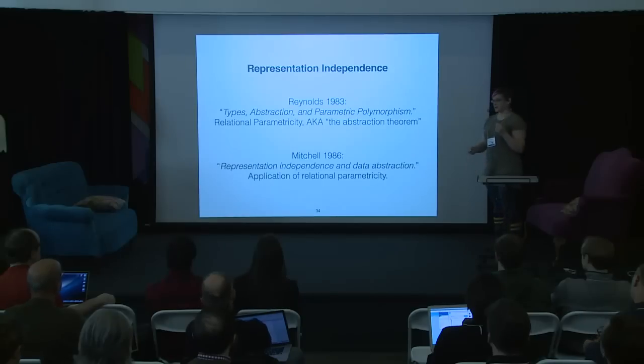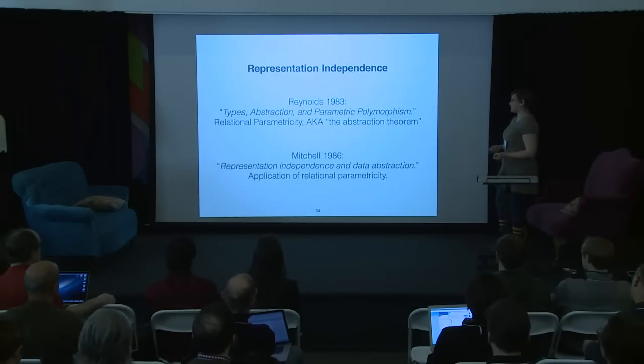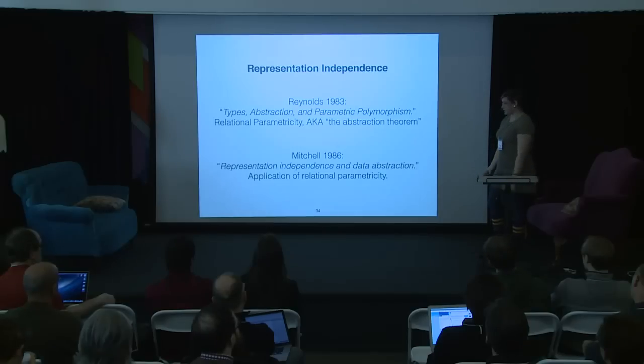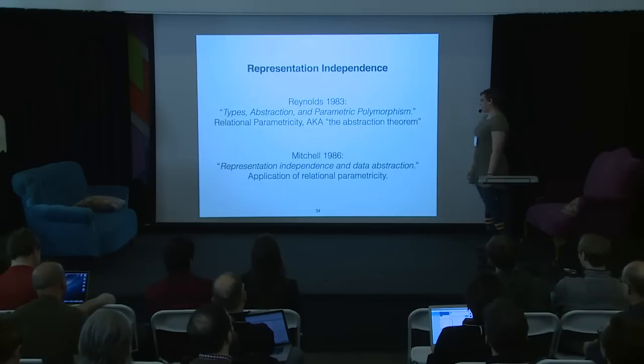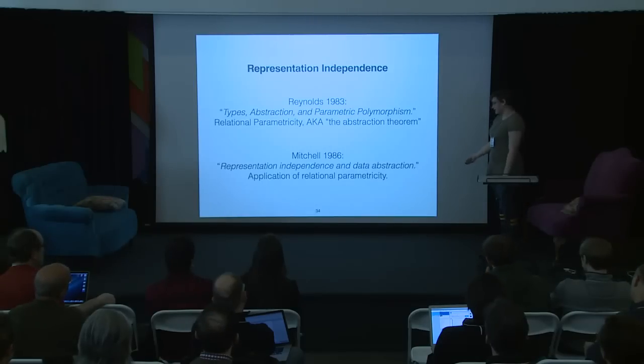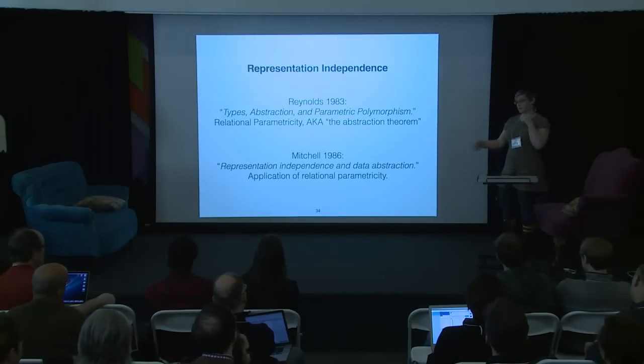If you've heard of things like the Abstraction Theorem or relational parametricity, those came from this paper. It sort of gave a definition of that in terms of System F. And if you haven't heard of those theorems, I think they're really important and a little bit misunderstood. So I recommend taking a look if you're the type of person who likes to look at papers. And a particularly useful application of those ideas was discovered by John Mitchell in 1986, which is called representation independence.